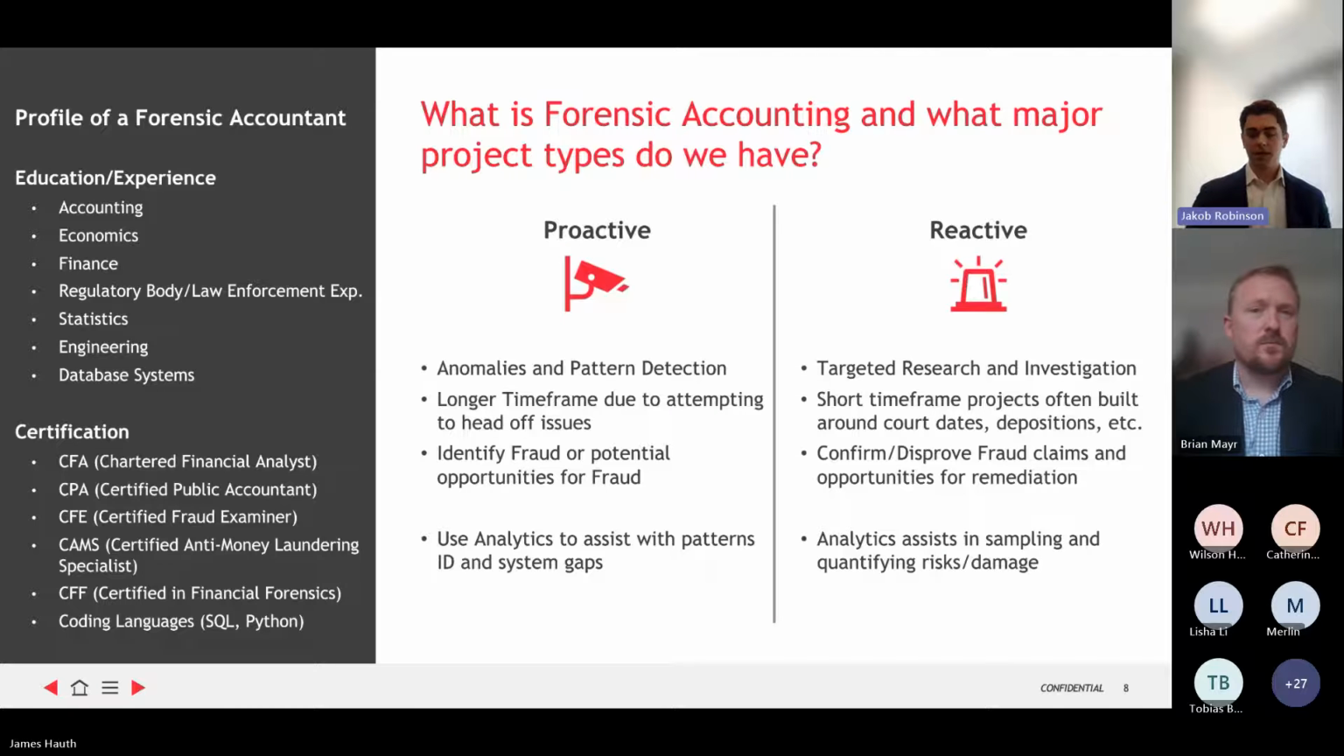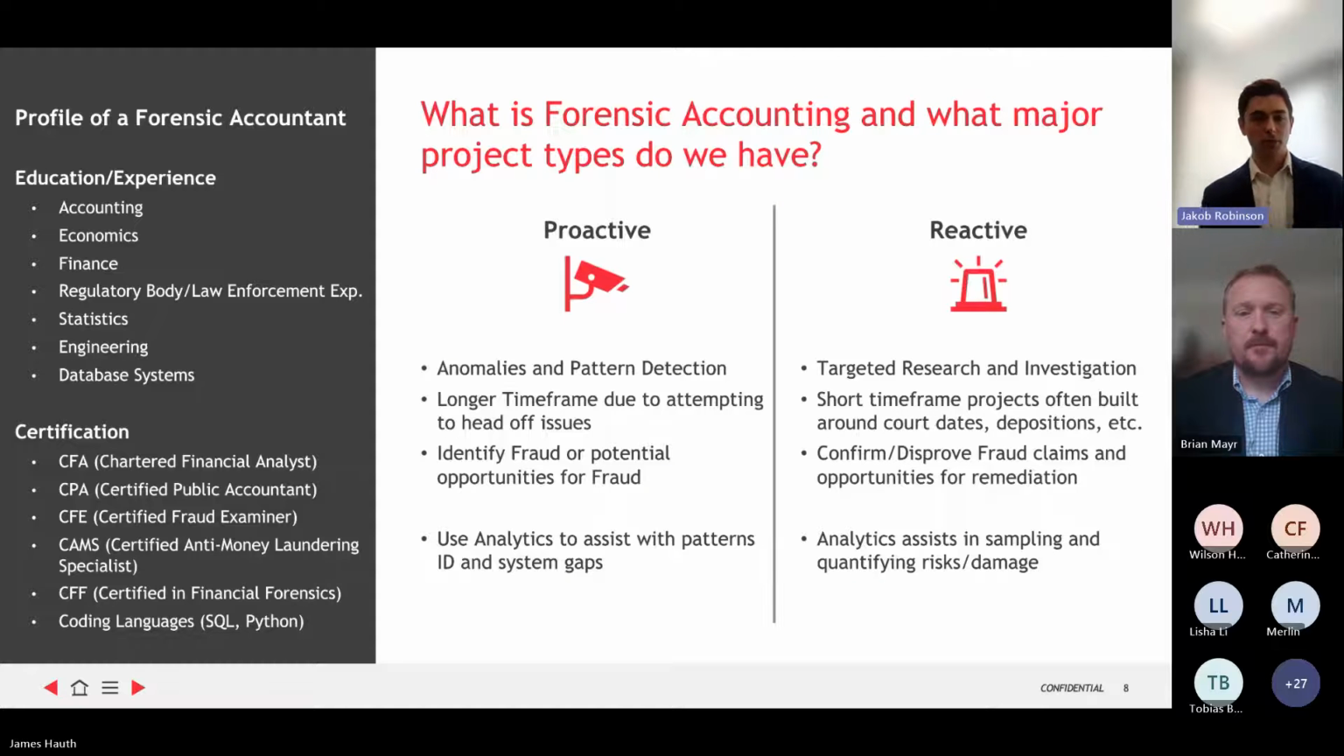So what does a forensic accountant look like? Ultimately, we have a lot of varied experience. Not everyone is an accountant by trade. For example, Brian is an accountant by trade, but I went to Georgia Tech. I have an engineering degree and I focus on data systems and things like that. We do have a lot of people, though, that have accounting, economics, and finance backgrounds. We also have a lot of people with prior regulatory body or law enforcement experience. So they are coming from the actual prosecution side of things and looking for improper activity.